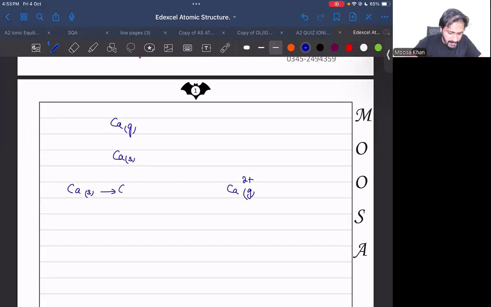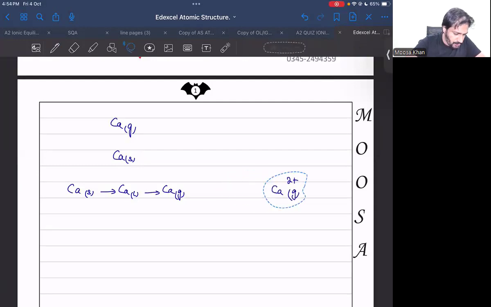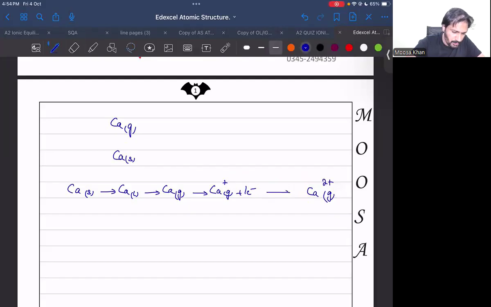First, calcium solid will melt to form liquid or molten calcium. Then it will vaporize to form gaseous calcium. Once the calcium is vaporized, all the calcium atoms are separated or isolated from each other. Now, if you keep on heating it, the calcium will first lose 1 mole of electrons to form calcium plus 1 gaseous ion. If you heat it further, this calcium plus 1 gaseous ion will lose a further 1 mole of electrons to form calcium 2 positive gaseous ions.